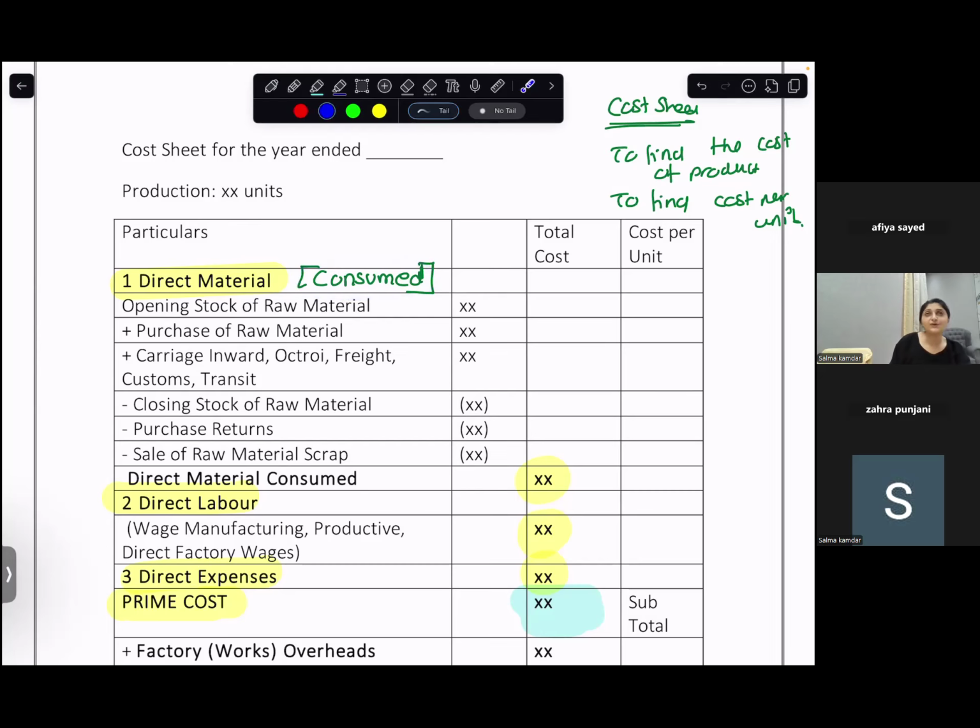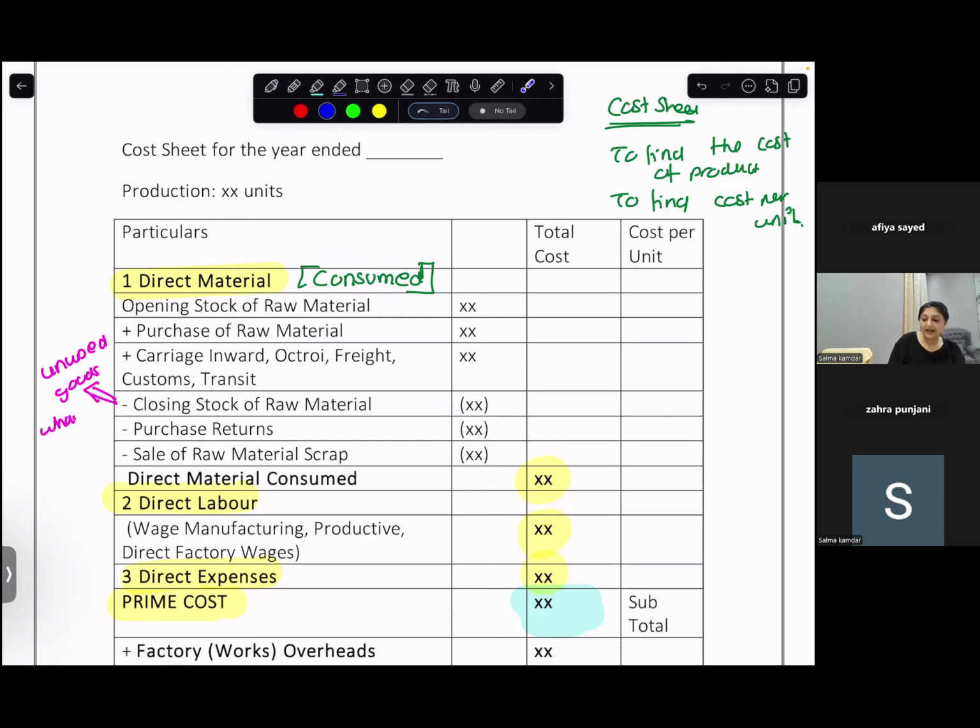So anything that you do not use, what do you do? Anything that is not used is called what? The closing stock. What is closing stock? What is remaining, the unused stock.